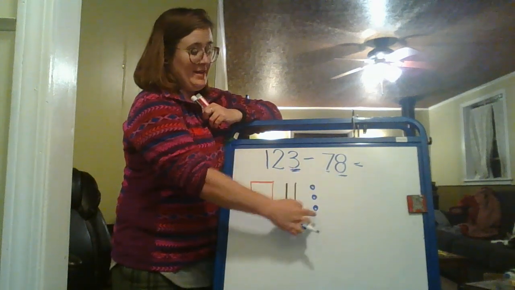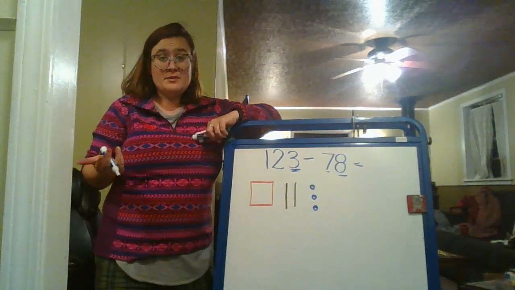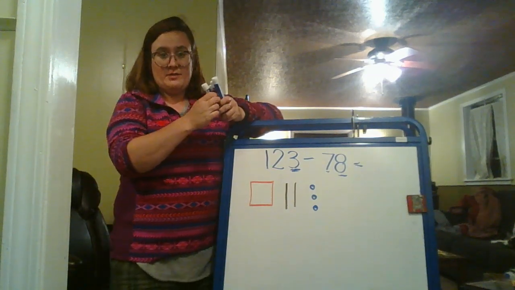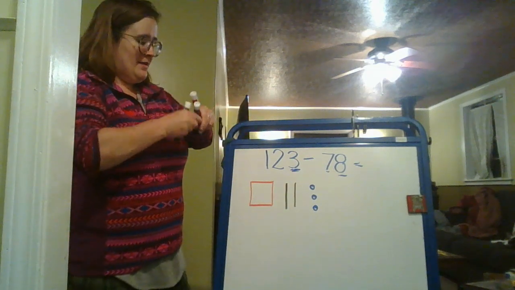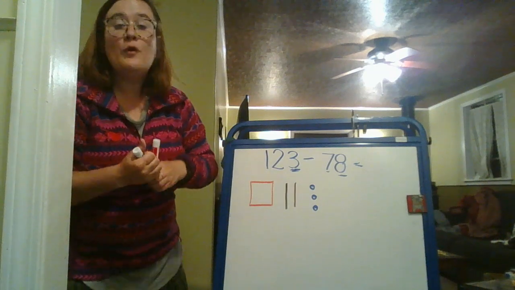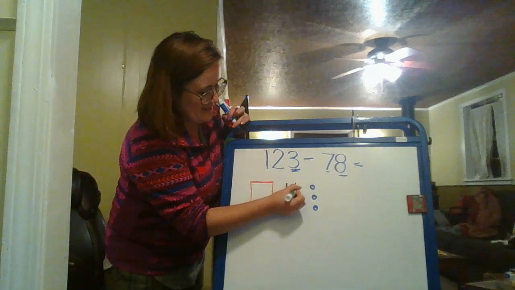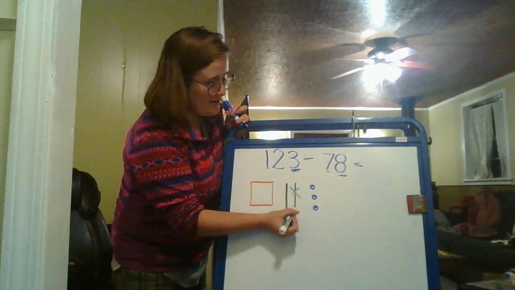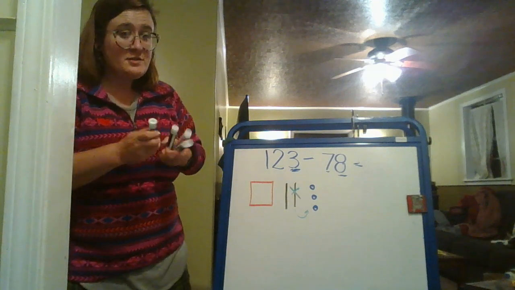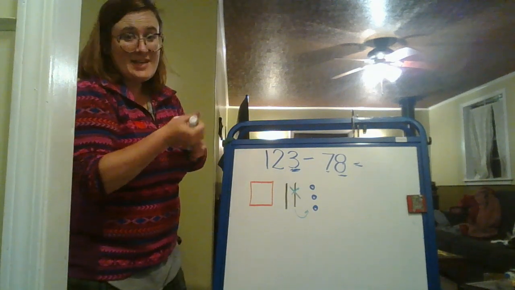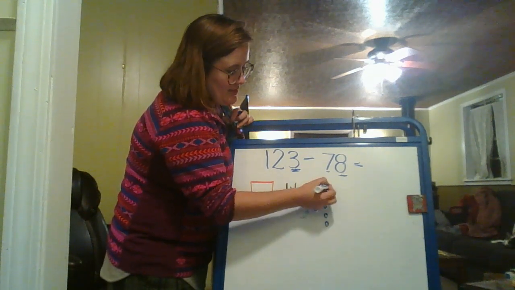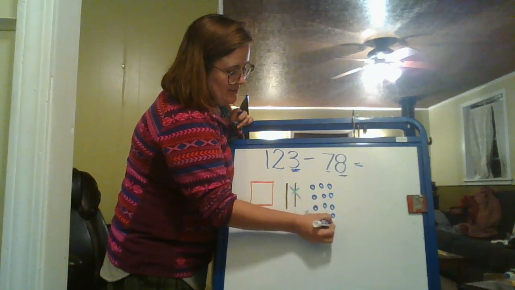I need to erase 8 ones. But there's only 3 there. Lucky for us, we have a solution, right? We can trade one of these tens. We can regroup. So look, this 10 goes away, comes over here and becomes 10 ones. We can do that because 10 ones has the same value as 1 ten. 1, 2, 3, 4, 5, 6, 7, 8, 9, 10.